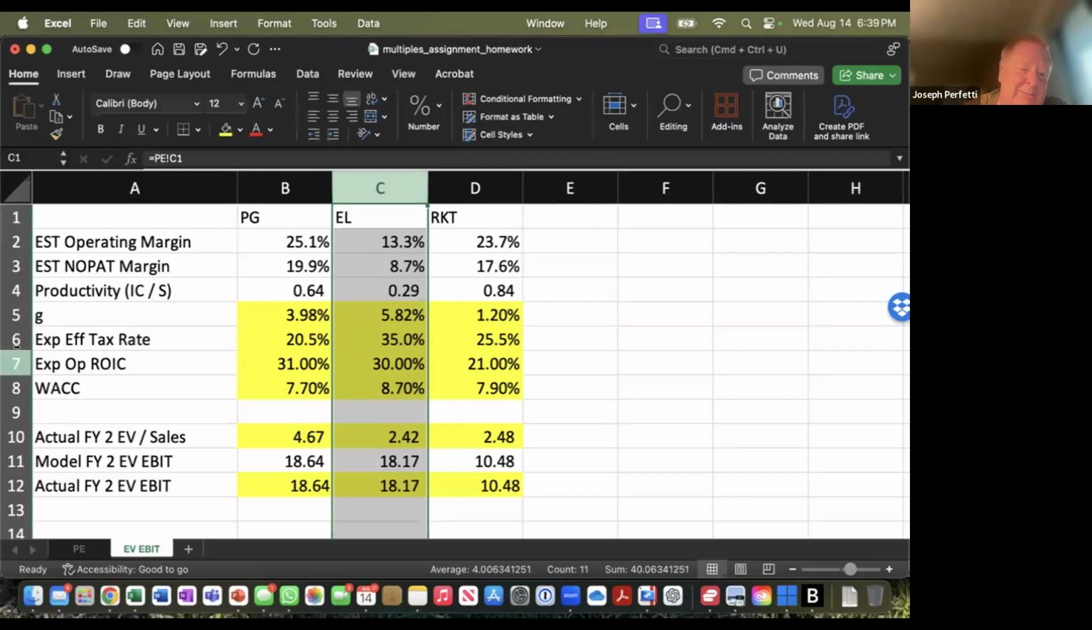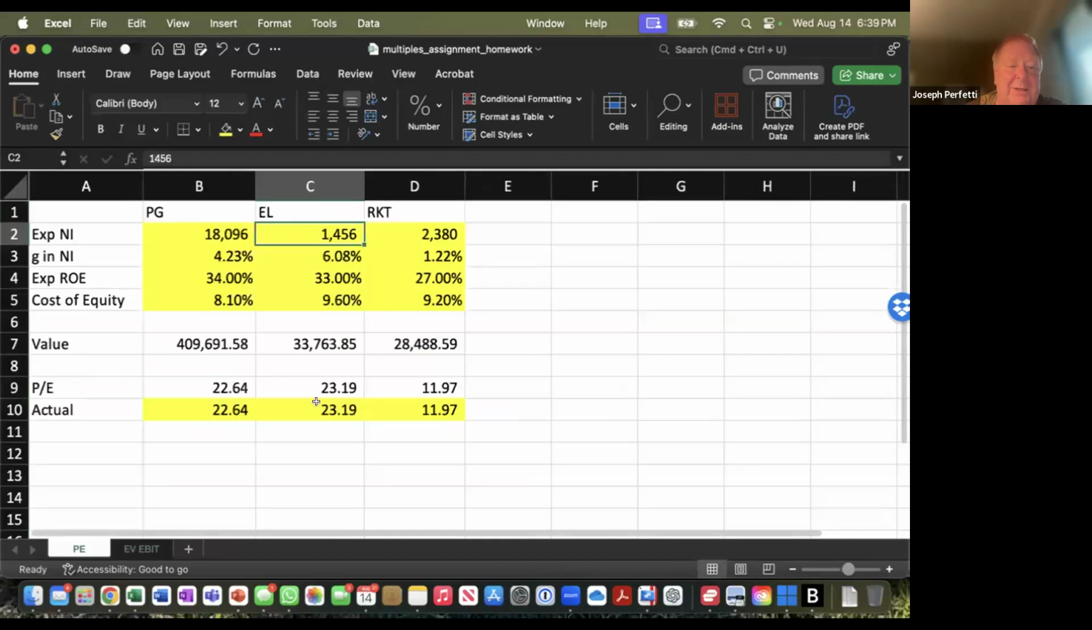All right, then you had to explain premium or discount. First one, P&G versus Estee Lauder: their multiples are pretty similar. 22.6 and 23.19 are not that much different. But nonetheless, why is Estee Lauder trading at a slight premium? They're kind of getting there in different ways.